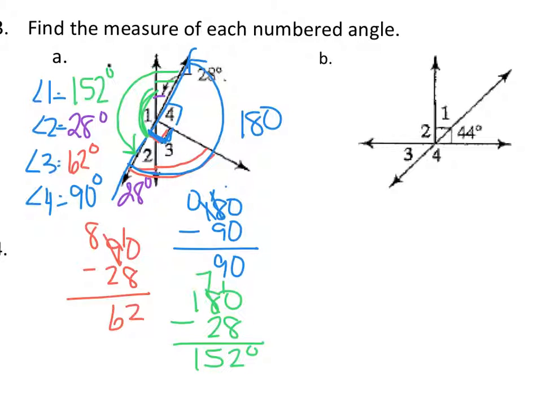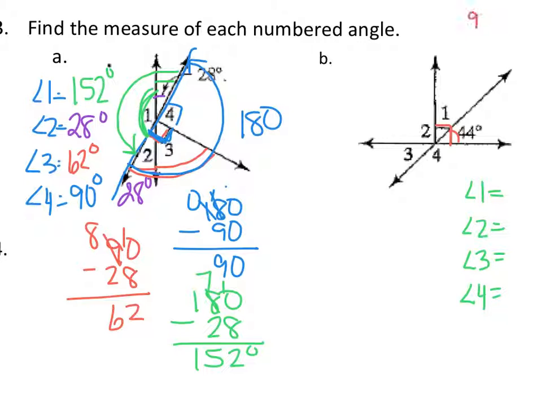So looking at the next one, letter B, again, we need to find angle 1, 2, 3, and 4. So I'm just going to write them off to the side. Angle 1, angle 2, angle 3, and angle 4. So we need to figure out all of these. Okay, so the first thing I notice is that they give us this 44-degree angle right here. And they also tell us that this is 90. So the whole thing's 90.